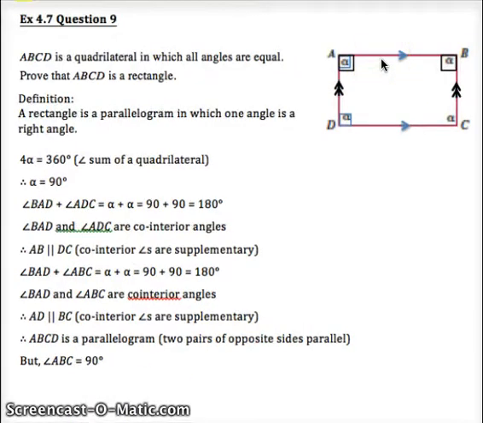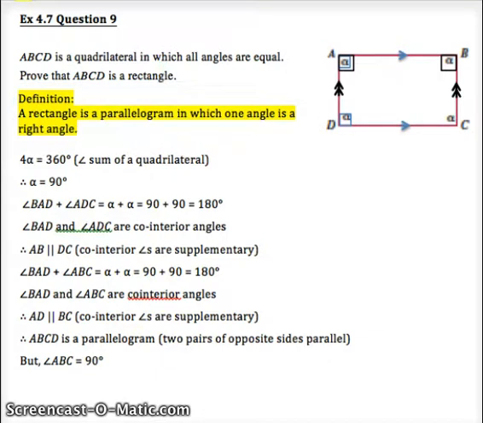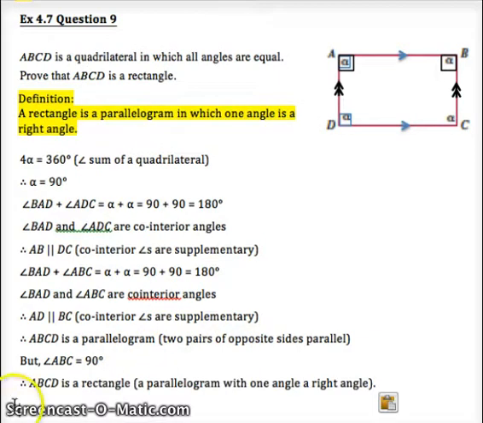So we've basically shown everything that we need for this definition, which is that a rectangle is a parallelogram in which one angle is a right angle. We've already proven it's a parallelogram. We've said that one angle is a right angle. Therefore, we can make our conclusion, and we can just say that ABCD is a rectangle because it is a parallelogram with one angle which is a right angle. And that is the end of that proof.